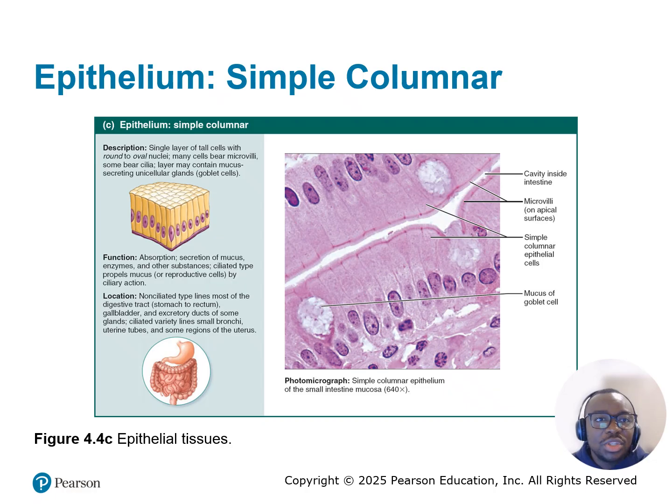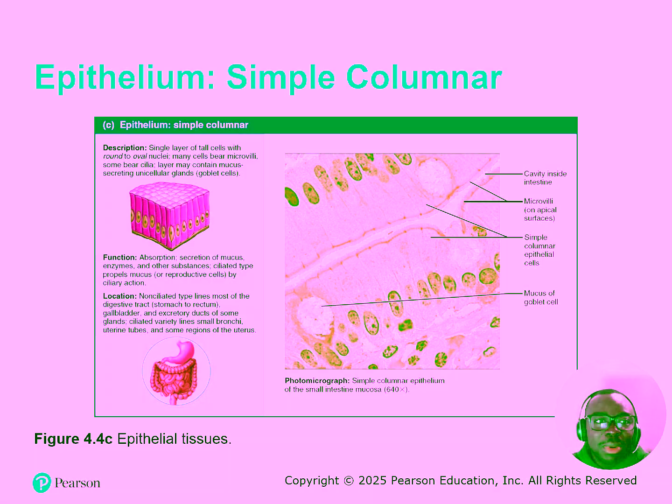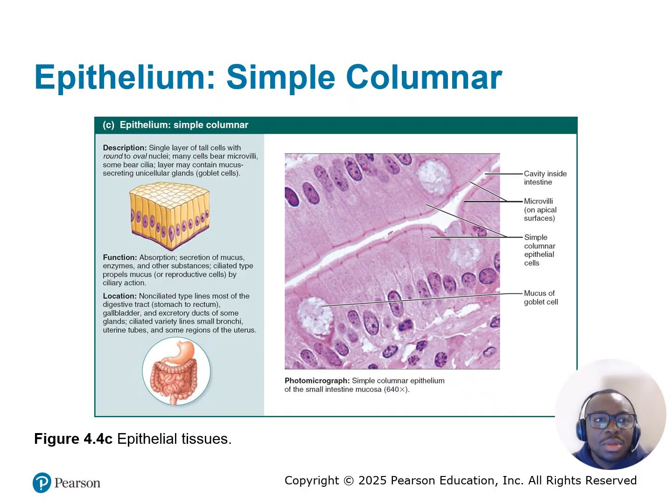In terms of location, non-ciliated columnar epithelium lines most of the digestive tract, from the stomach to the rectum. Non-ciliated columnar epithelium also lines the gallbladder and excretory ducts of some glands. Ciliated columnar epithelium lines the small bronchi, uterine tubes, and some regions of the uterus.